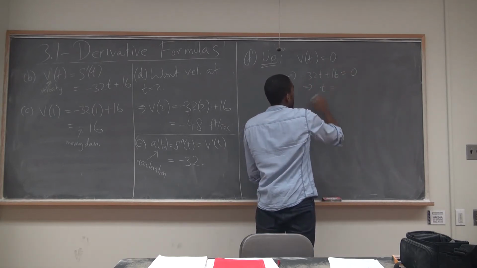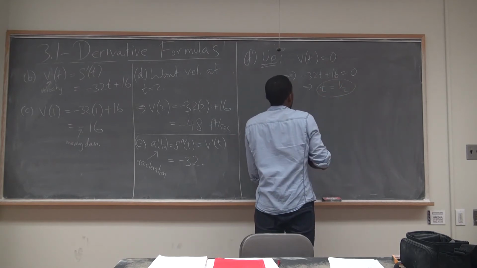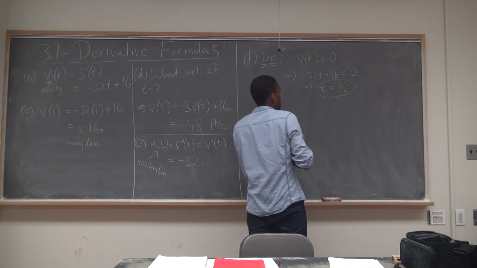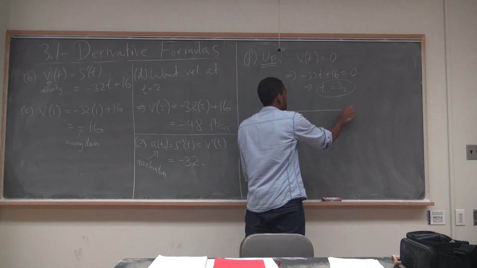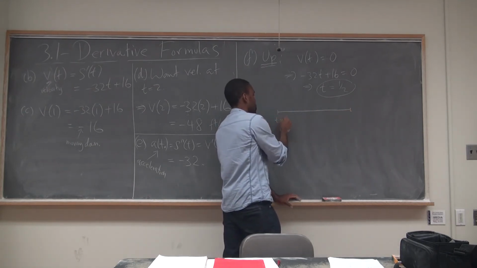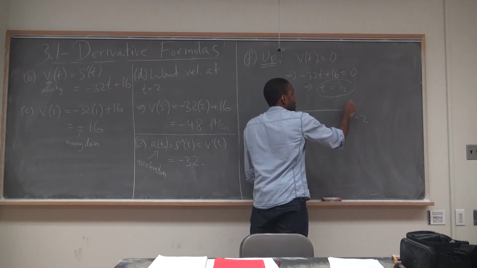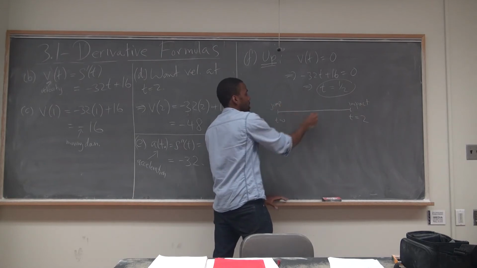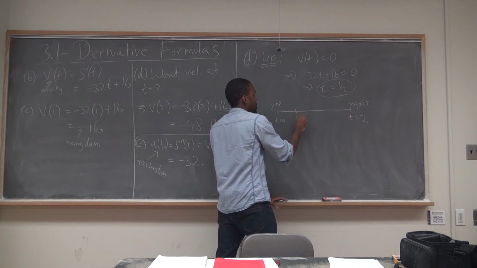So t would be what in this case? A half, right? So what does that mean? That means from the start time to a half second later, that's the time when he's moving upwards. The jump happens here, and his velocity hits 0 around here.